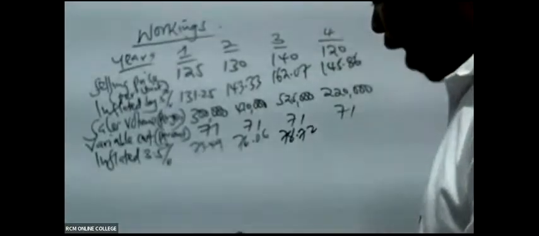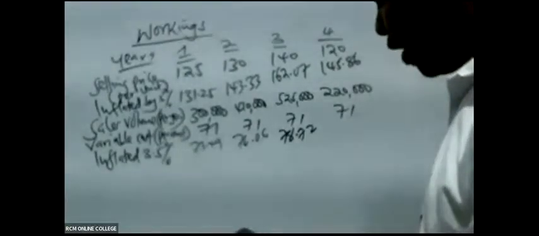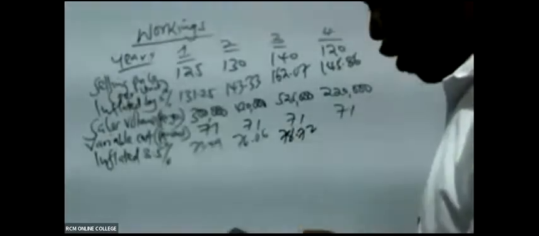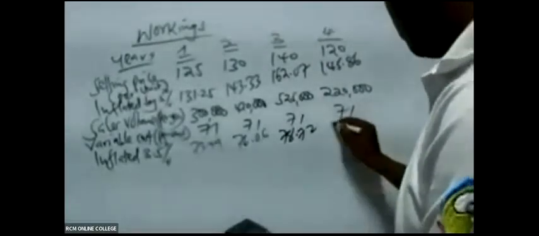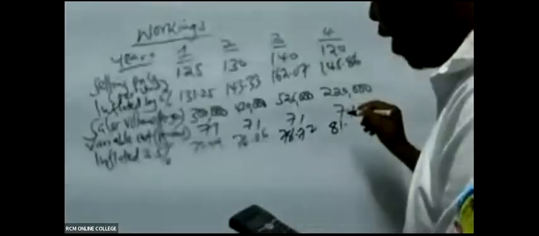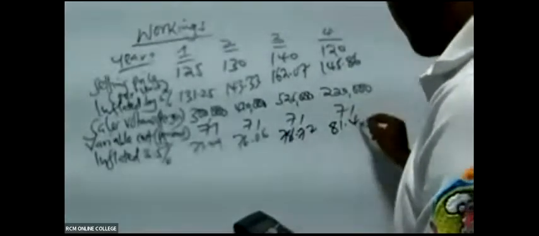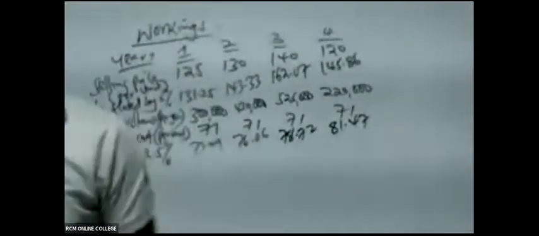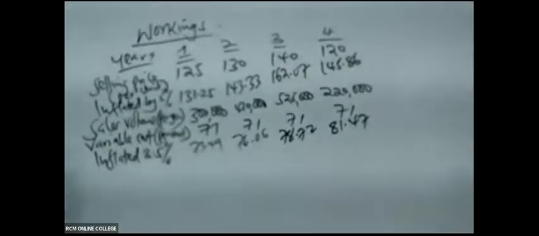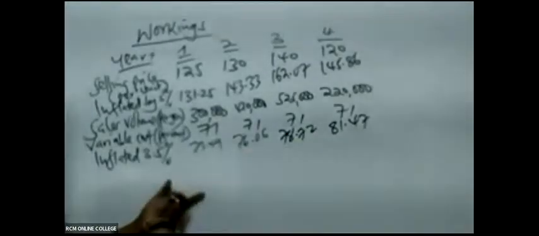Then you come to year 4. You take 71 times 1.035, and raise it to 4 years. You get 81.47. Great. Can we now do it for the fixed cost?